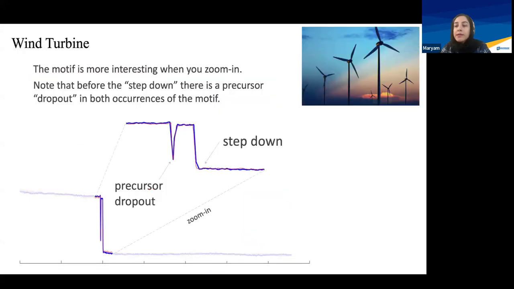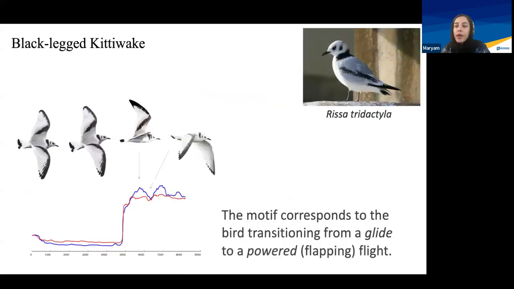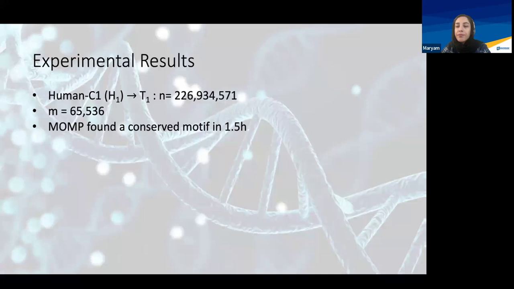In the wind turbine dataset, MOMP found an interesting motif, which includes a precursor dropout. If we zoom in to the motif that is found, this dropout is right before the step down, and this gives us a better view of how the system is working. In environmental studies, MOMP detected moments when birds transitioned from bleeding to flapping, providing insight into energy expenditure.